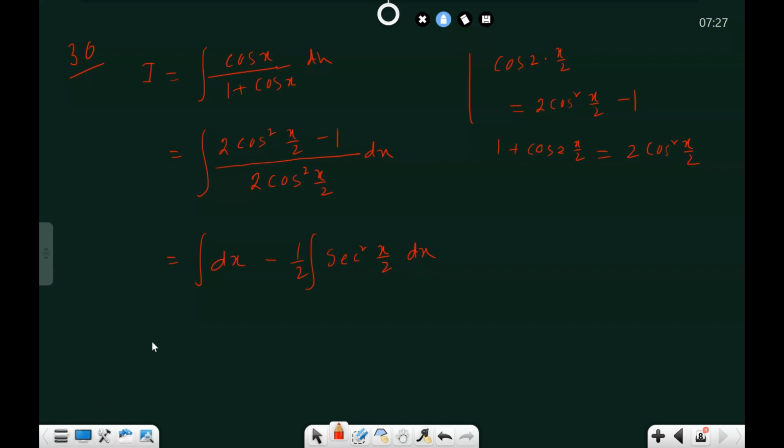Now complete the integral. It is equal to the integration of dx, you know this is x only, minus half, and the integration of sec square, you know that is tan x by 2, but here the coefficient of x is 1 by 2, so you have to give 2 here, then plus constant of integration c. Now this half and 2 will cancel, and so the answer will be x minus tan x by 2 plus constant of integration c. So you can leave the answer here. Okay, so I am going to the next question.